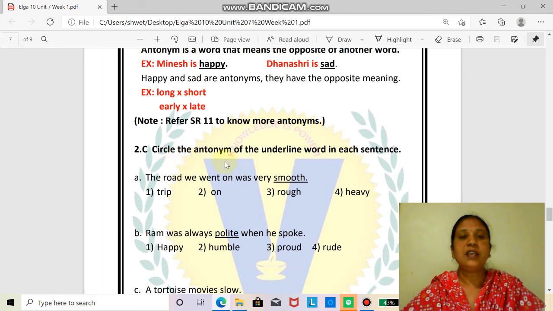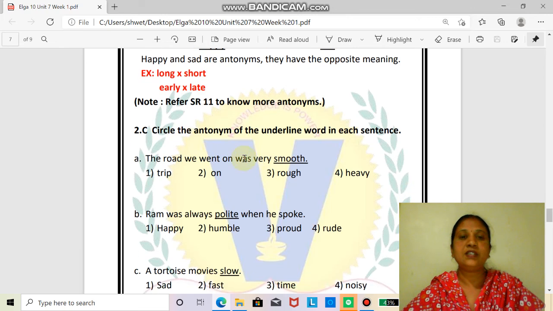Now circle the antonym of the underlined word in each sentence. So students, here there are sentences. You have to read the sentence carefully and circle the antonym of the underlined word. Let us do an example.